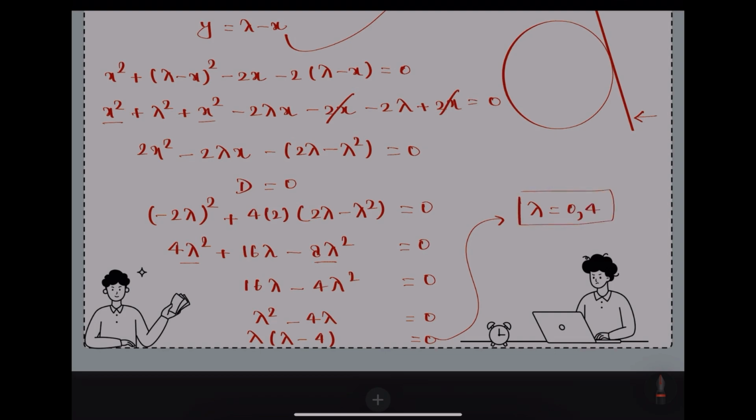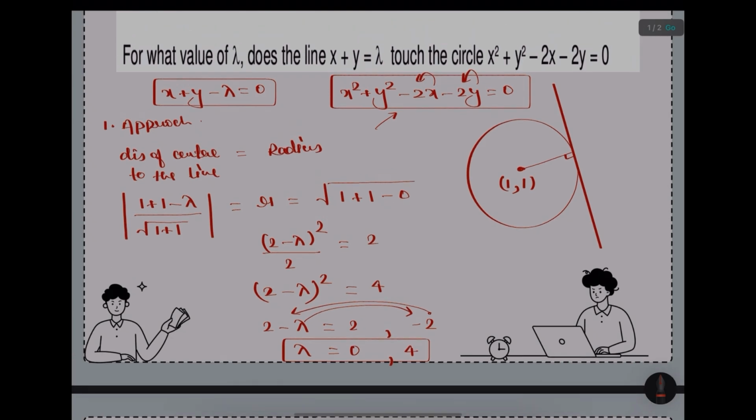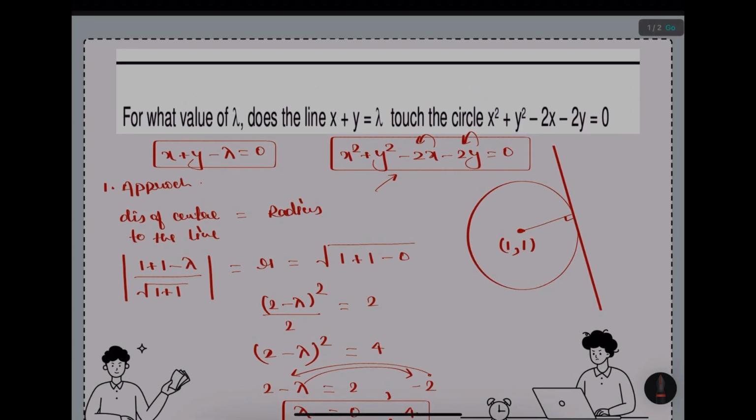By this method also you got the same values of lambda. So in whichever method you are comfortable, just trust your instinct and approach your question, but try to avoid making calculation mistakes. I hope this concept is clear now. We will go with another similar kind of illustrations for better understanding.